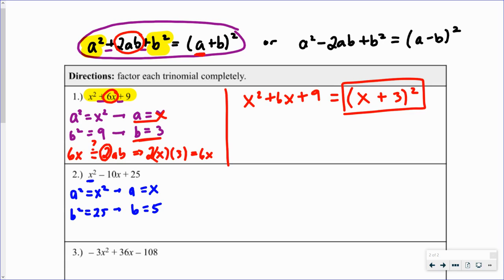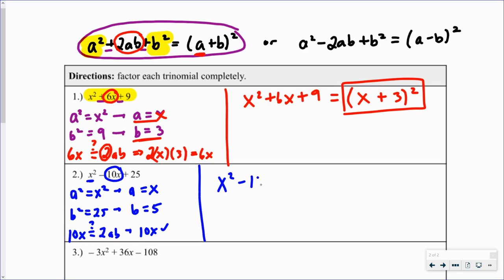Now, in this case, I'm not really worried about the sign just yet. I'm just looking at the absolute value of that middle term. It's 10x. So the question is, does 10x equal 2ab? And if we look, a times b is 5x, times 2 would be 10x. So yes, that does equal 10x. So that checks out. So this is a perfect square trinomial.